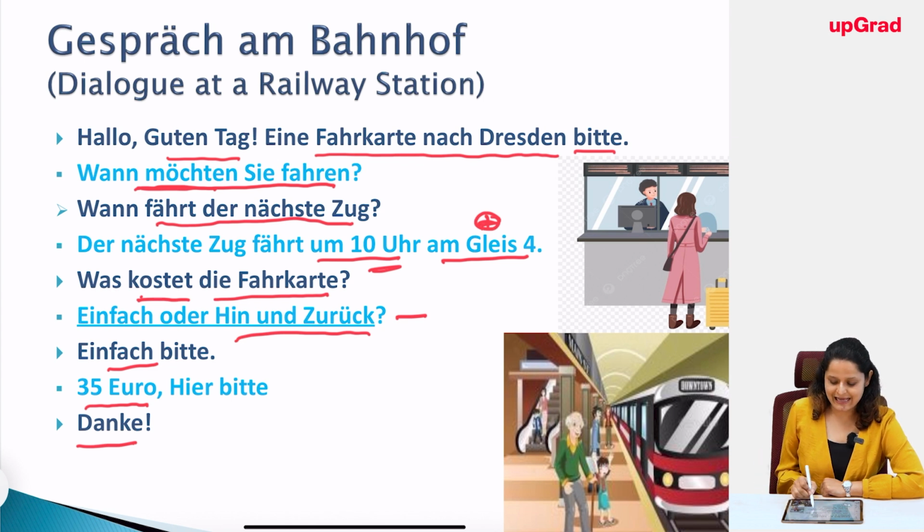Remember the word Gleis, which means platform, Fahrkarte, which means a train ticket, or can be used for any other ticket that you use in any other mode of transport, and einfach oder hin und zurück, which means one way and return.